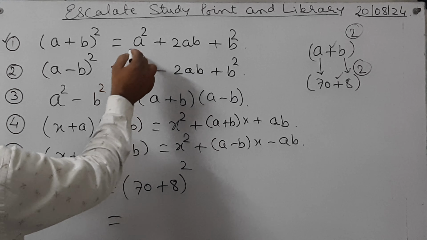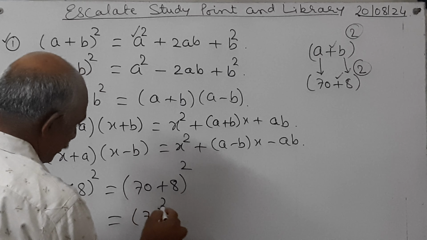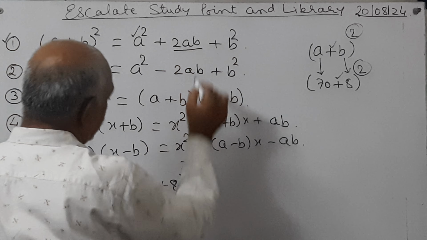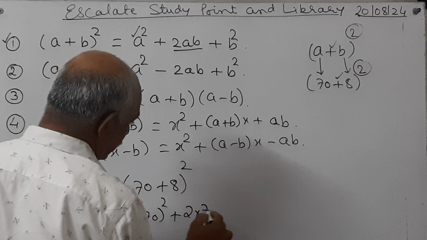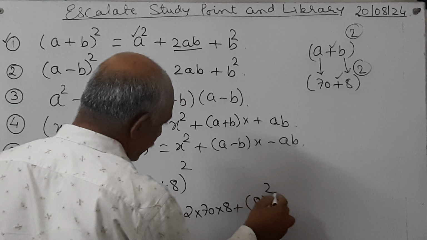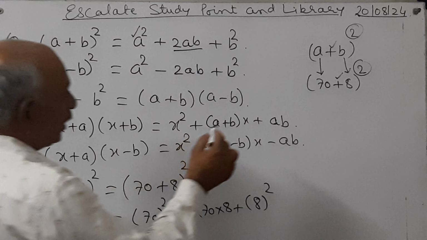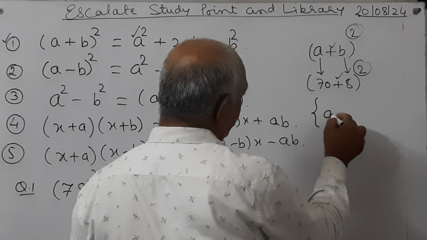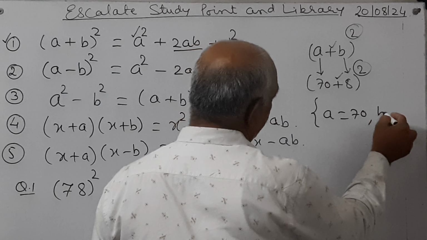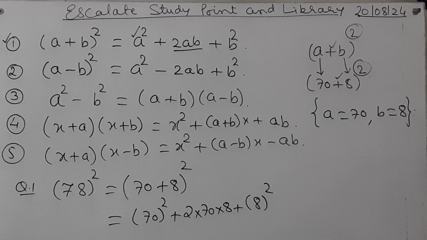So we can use this identity. a square, so 70 square, 2ab, so 2 into 70 into 8, plus b square, so 8 square. Here in comparison, we have taken a equal to 70, b is equal to 8. So we can use the identity (a plus b) whole square in expanding that number.